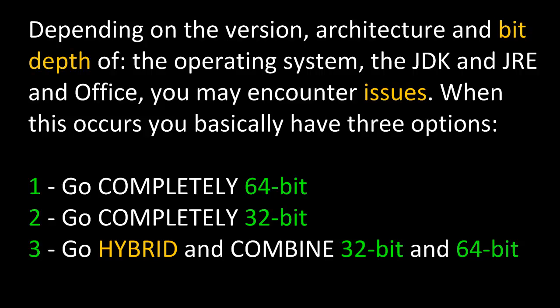Depending on the version, architecture, and bit depth of the operating system, the JDK and JRE, and Office, you may encounter issues. When this occurs, you basically have three options. 1. Go completely 64-bit. 2. Go completely 32-bit. Or 3. Go hybrid and combine elements of 32-bit and 64-bit architecture.